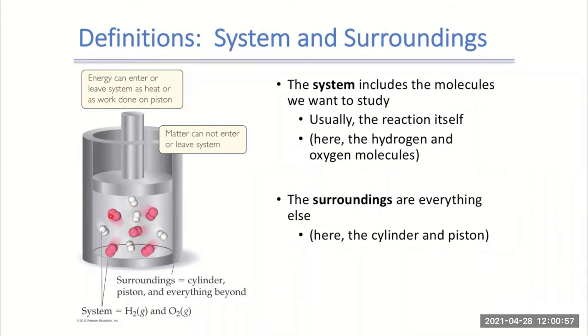So in my cylinder here, the system is just the molecules, and we usually want that to reflect the reaction itself. In our example here, our system contains just hydrogen and oxygen molecules. The surroundings are everything else. Everything else in the universe can be considered surroundings. So here, the piston, the container, outside here, that's all surroundings. The system is just the molecules reacting, just the molecules themselves. Everything else is surroundings.